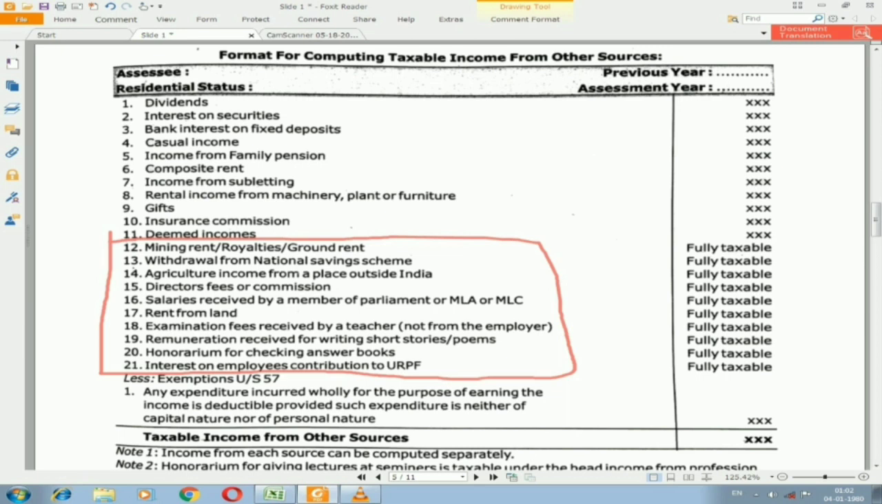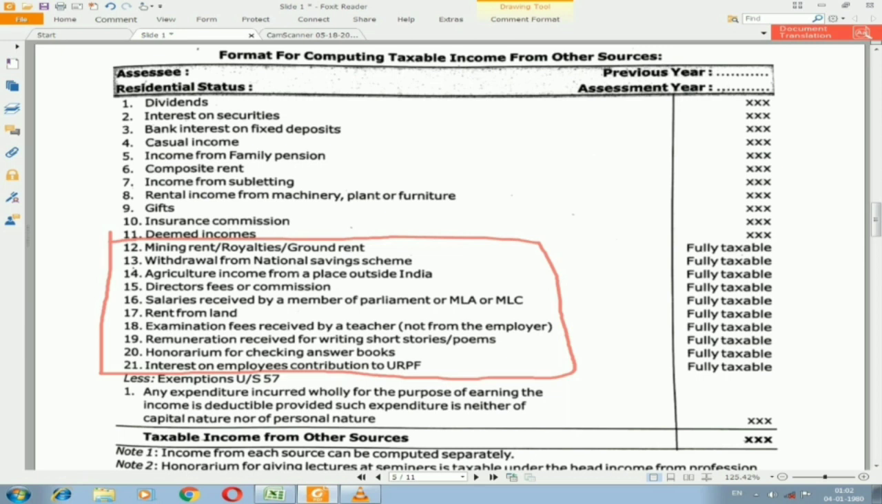Then remuneration received for writing short stories and poems. Then honorarium for checking answer books. Honorarium is nothing but an income given for some professional work, or for professional activities done by that particular person. The payment will be made in the name of honorarium. Interest on employees' contribution to URPF, that is unrecognized provident fund. If any interest comes through that, then it will be considered here. So all these points will be considered under other sources.